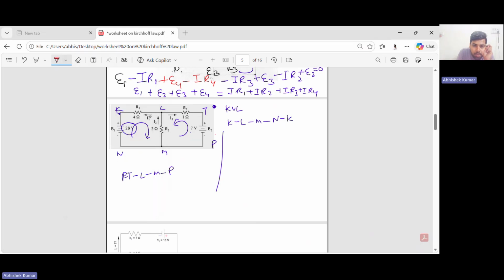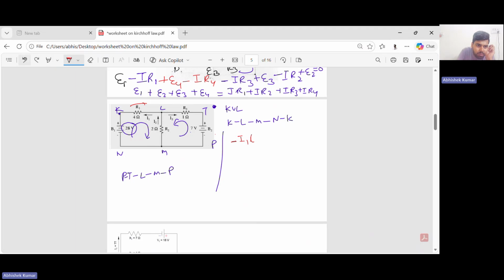Suppose we are moving from K to L. The direction of current I1 is in this way, but we are moving in this way. So what will I take? I will take minus I1 into 4. It means, can I write it like this, 4I1? Yes, sir. Minus 4I1. Any problem? No, sir. Minus 4I1.